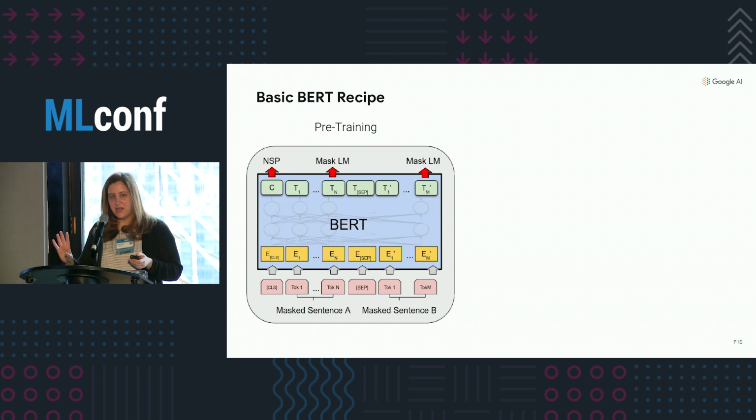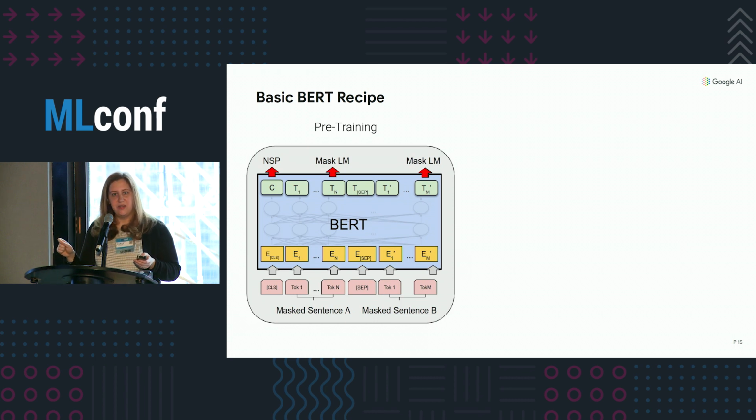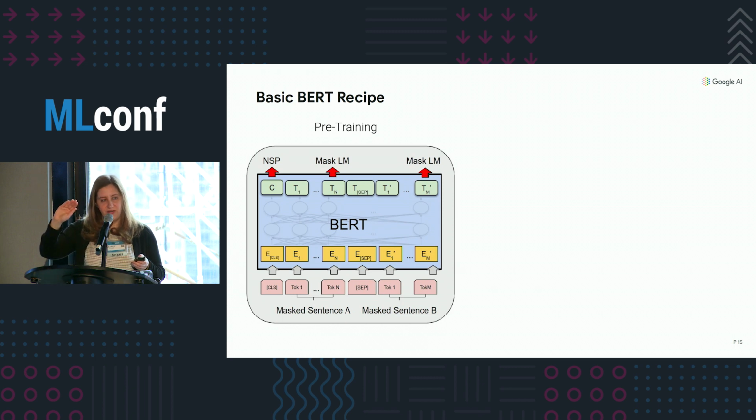And so here's a diagram of the basic recipe. On the input, at pre-training time, you start with this special classifier token, and that's just a special symbol that you use to start all your examples. And then you have token by token of the words in the first sentence, where some proportion of them are masked out. And then you have this special separator token that shows the boundary between the first sentence and the second sentence, and then token by token of the second sentence. And then you have all of your layers of the transformer in between.